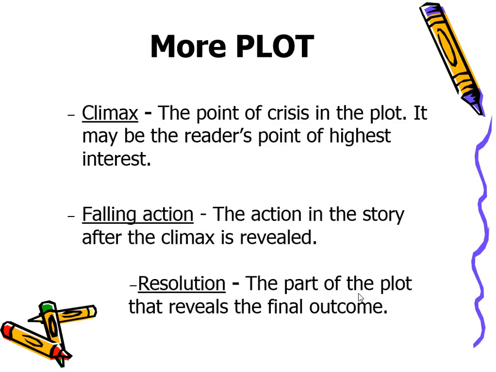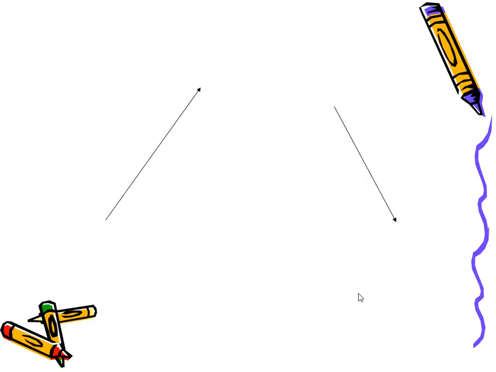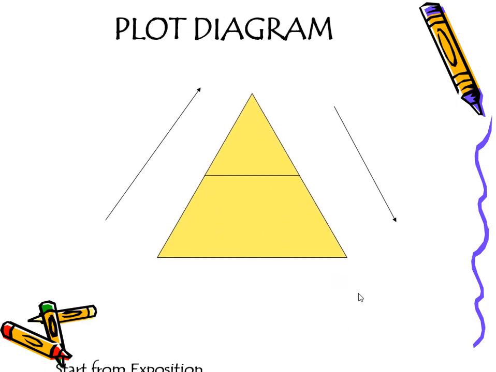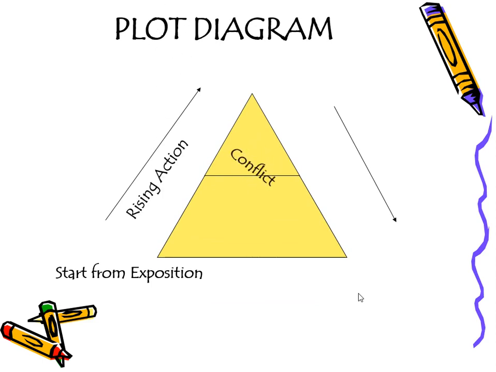And eventually the resolution, which is the end of the plot and where we find everything is clear and we understand all the story, how it goes and how it comes. And it goes up, then it goes down. The plot diagram: start, rising action, conflict, climax, the highest point of the problem happening during the story, then falling action, then resolution.